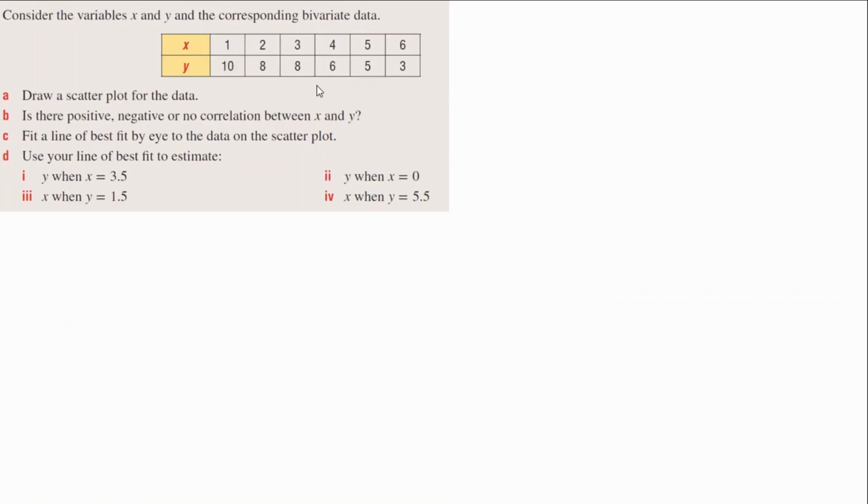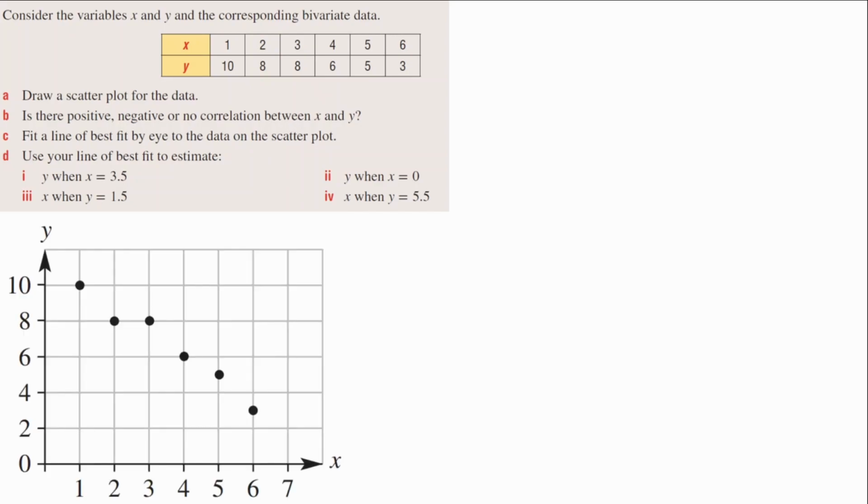Pause the video here, have a go at these ones by yourself, and just unpause it once you're ready to go through it with me. Alright, so once you've plotted each of these points, this is roughly what you should have for the scatter plot. Give yourself a tick if you got that correct.